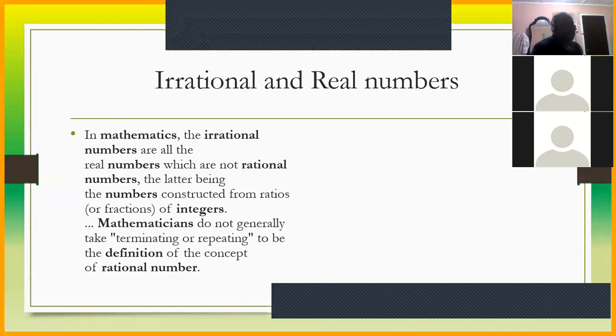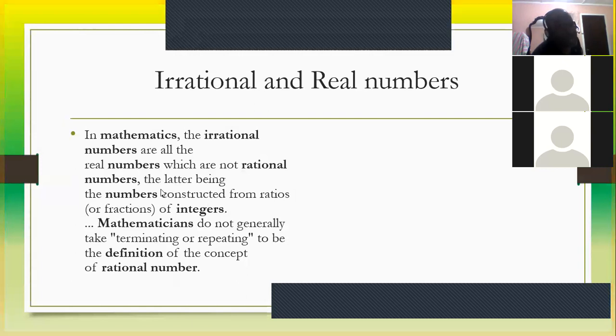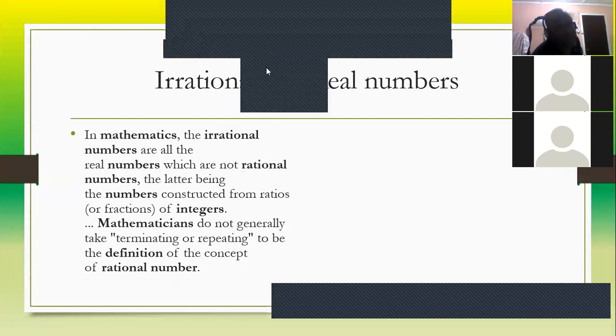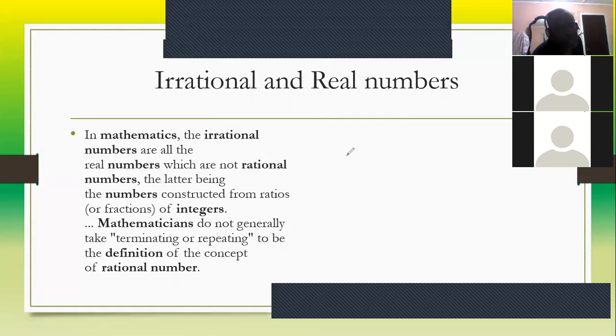All right, let me explain. In mathematics, the irrational numbers are all the real numbers that are not rational, the latter being numbers from ratios or fractions. For example, in some cases they rather leave a number like this. That's root 2. So instead of writing the answer for root 2, just leave it as that. That's an irrational number. You get that?